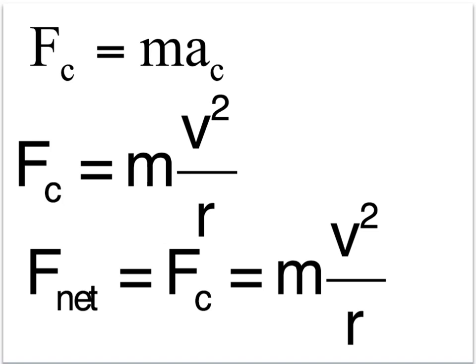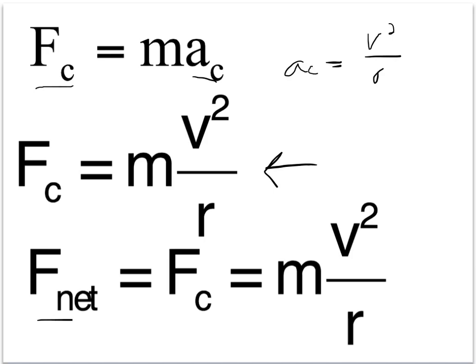Alright, to start out our test review, you need to remember how centripetal force works. Centripetal force causes an acceleration toward the center of the circle. That acceleration is velocity squared over radius. And so we can say centripetal force is mv squared over r.